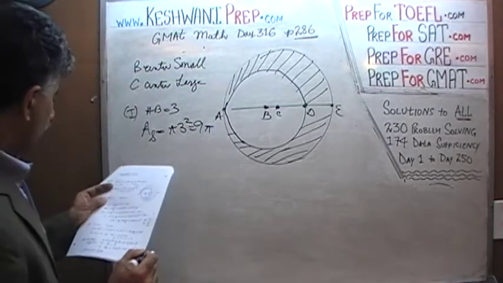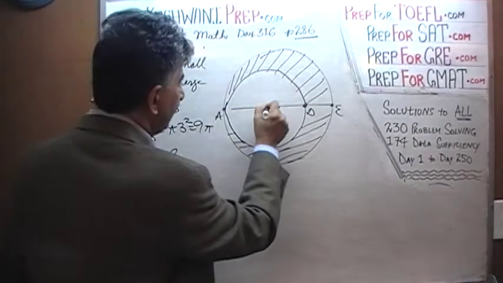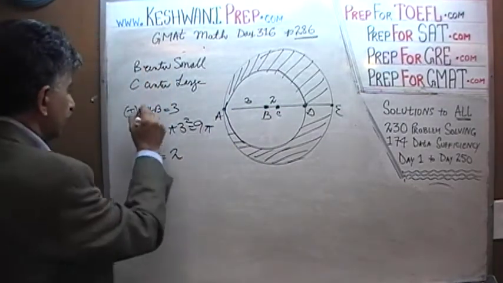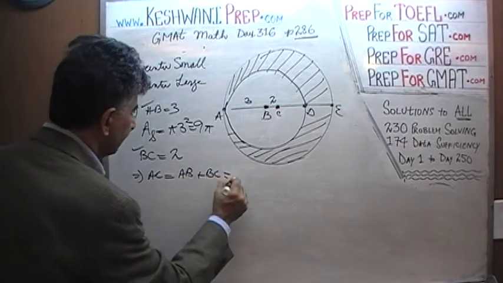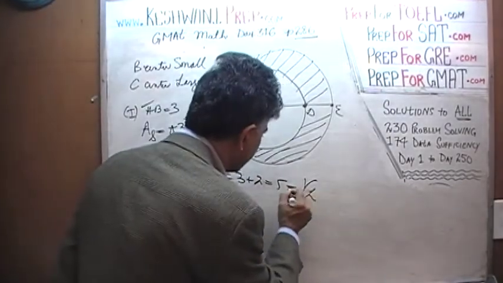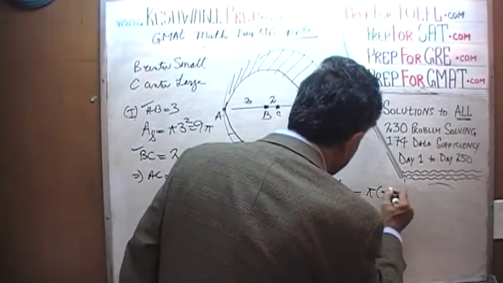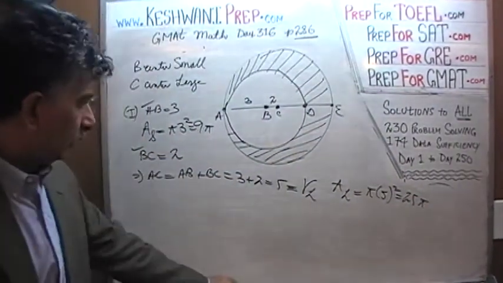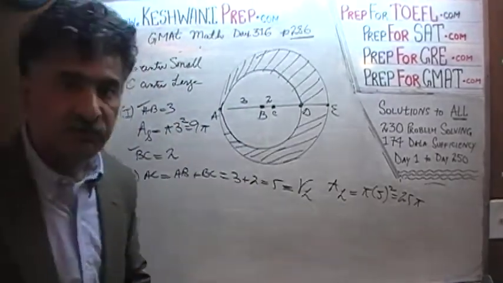So far, so good. And they also tell us that BC is 2. B to C is 2 and A to B is 3, so A to C is A to B plus B to C, which is 3 plus 2, which is 5. That is the radius of the large circle. If the radius of the large circle is 5, then its area is pi r squared, which is 25 pi. As I said, there is nothing to it. Now we know the area of the large circle and the area of the small circle, we subtract the two, and that's our shaded region. The first statement does the job quite nicely.